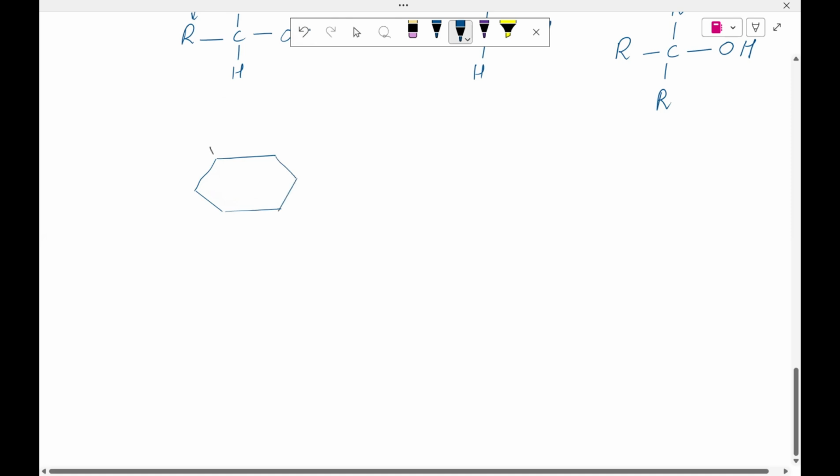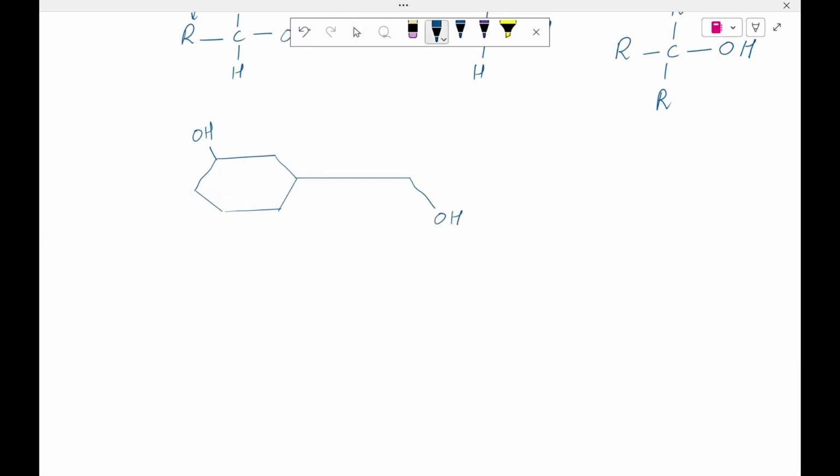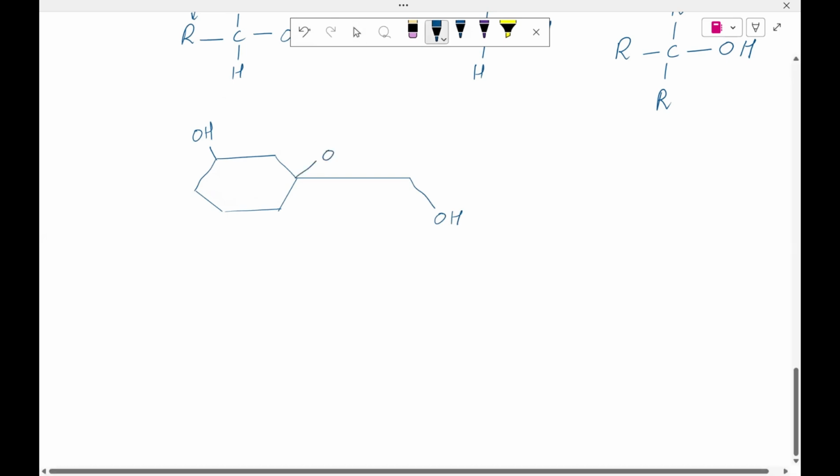Okay, so there is an OH group that is attached here, and this one would be another group that is OH here. It is basically like this. Now there's one OH group that is attached here. So let's see which one is primary, which one is secondary, and which one is tertiary.